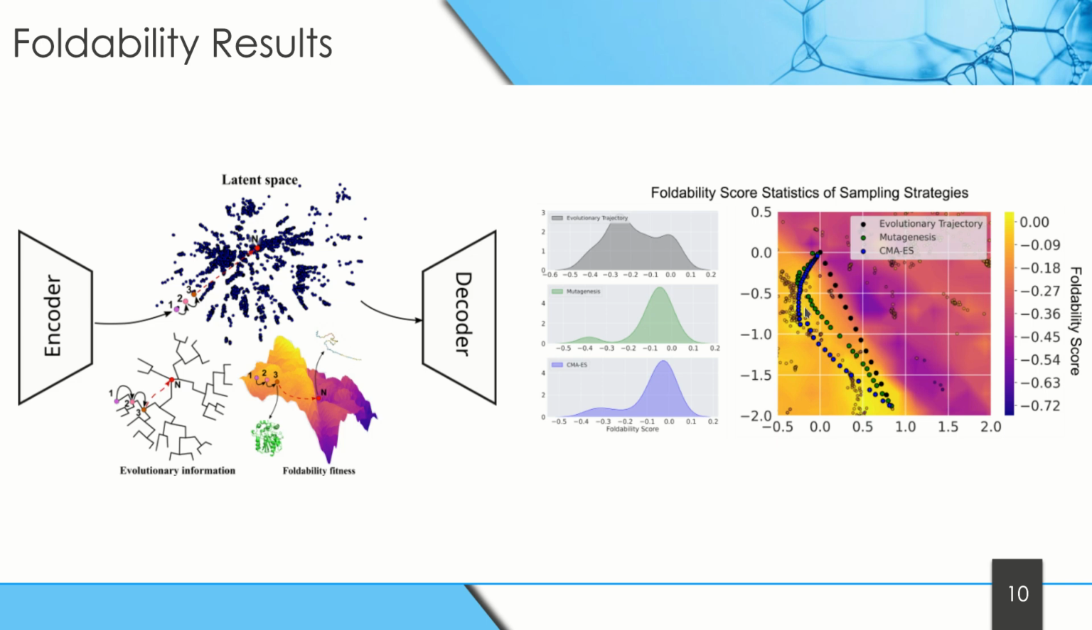These two objectives can also be studied directly in the latent space. Therefore, we develop a second strategy where we apply the covariance matrix adaptation evolution strategy directly on the latent space coordinates. The results demonstrate that both strategies can yield sequences with higher foldability scores than the previously used evolutionary trajectory strategy, thus potentially improving the success rate of generated variants.